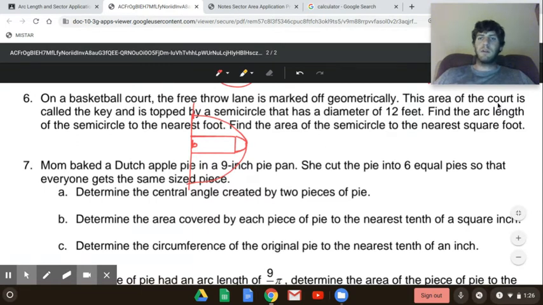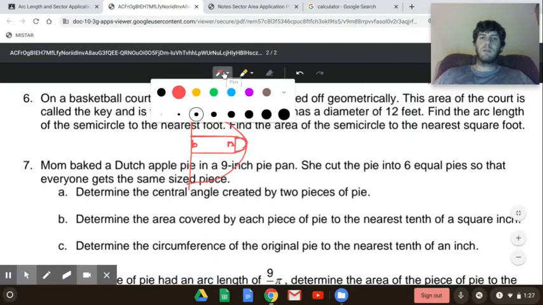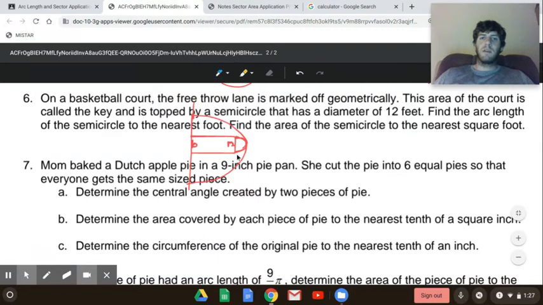So the area of this court is called the key. It's topped by a semicircle with a diameter of 12. So the diameter here is 12. Find the arc length of the semicircle. So basically we're finding this. Let me do it in blue here. You're finding this length here. So you're finding arc length. So that's the arc length formula.